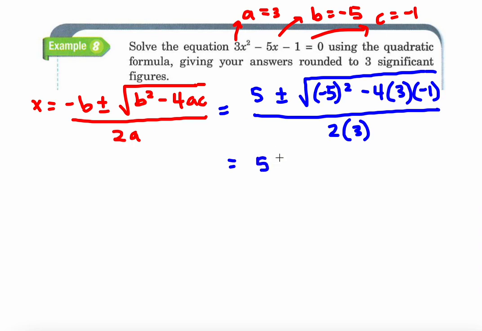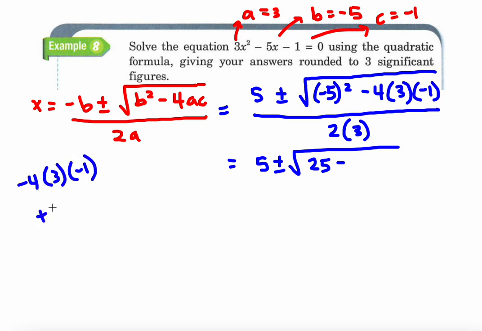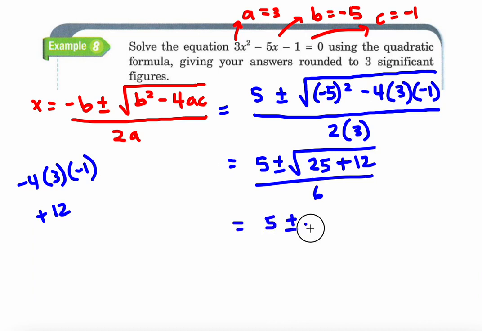All right, 5 plus or minus square root of -5 times -5 is 25, minus, all right, let me do some math on the side, -4 times 3 times -1. Well, this would end up being positive because negative times negative is positive. 4 times 3 times 1 is 12. So it becomes plus 12. Okay, and then on the bottom, we have 2 times 3, which is 6. Okay, simplify this further. 5 plus or minus square root of 37 over 6. You can keep this as an answer.